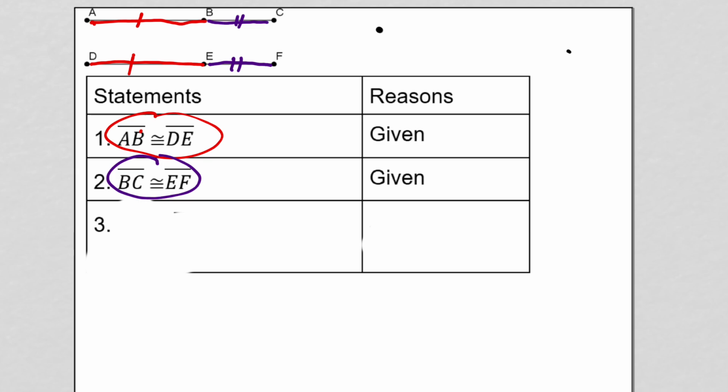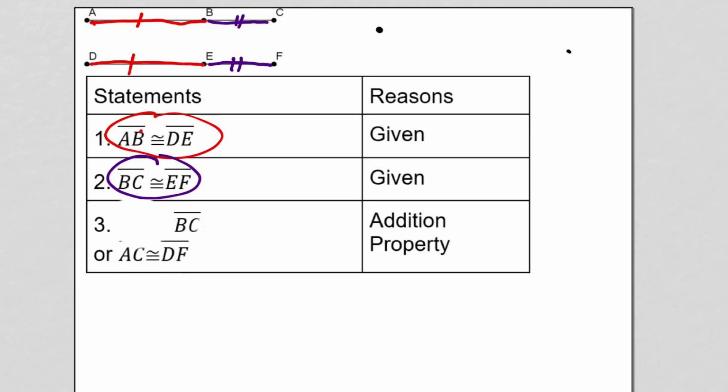Now, it might seem pretty obvious that the big line segment, AC, has to equal the big line segment, DF. And that is going to be the conclusion. The reason is going to be the addition property. Now, I don't want you to jump straight to saying AC is congruent to DF. Instead, since we're using the addition property, this is what I want you to write, this thing over here.